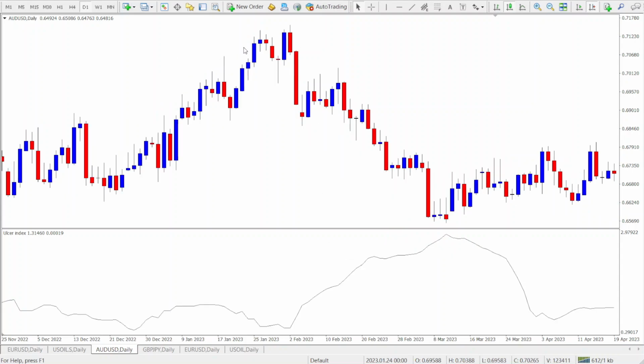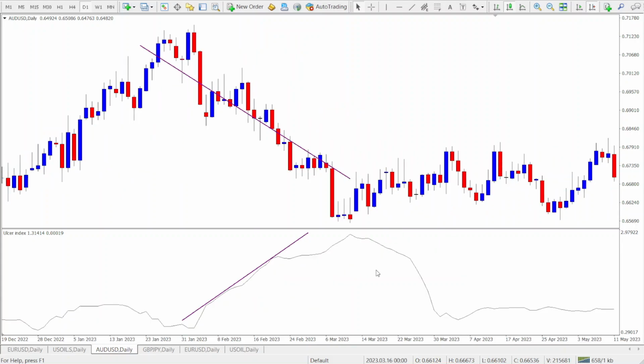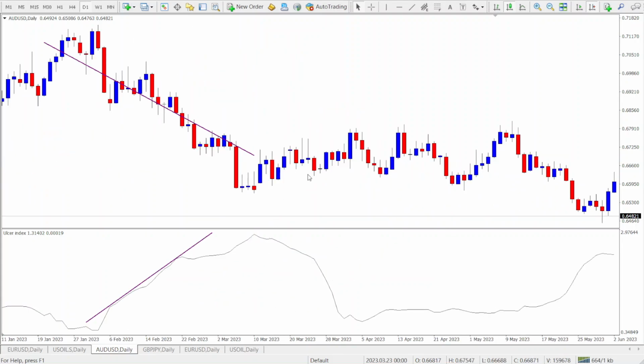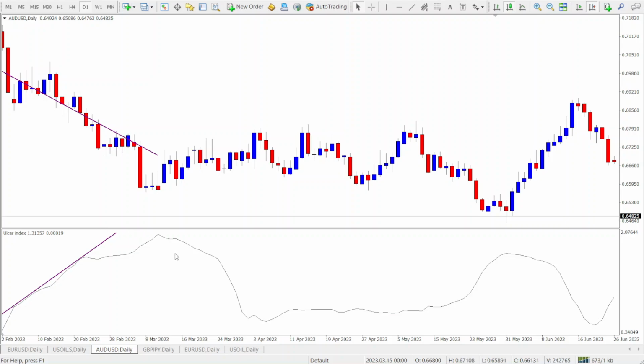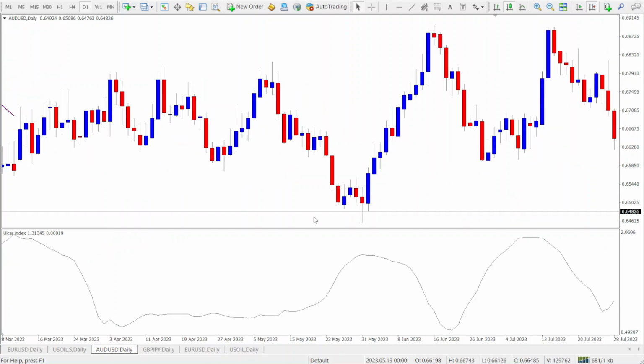Can you see that during this upward move, the Ulcer Index was just moving sideways. But when a decline started, you can see that the Ulcer indicator was going up, showing that there is a downside momentum. And then once the price started trending up again, the Ulcer indicator just came back down, waiting for another opportunity of a decline.